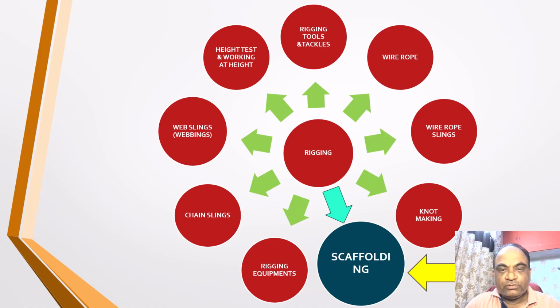In the rigging video, this is the seventh part, and as in the beginning of the video, I have explained to you that rigging encompasses a variety of things, including rigging tools and tackles, wire rope slings, knot making, scaffolding, rigging equipment, chain slings, web slings, height test and working at height, rigging tools and tackles, as I told you.